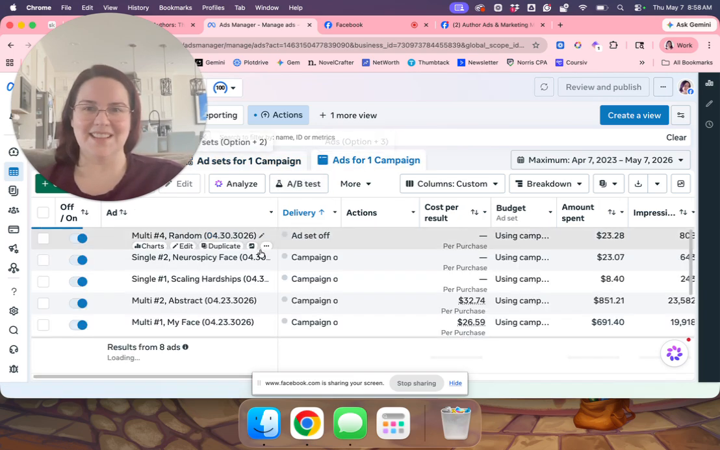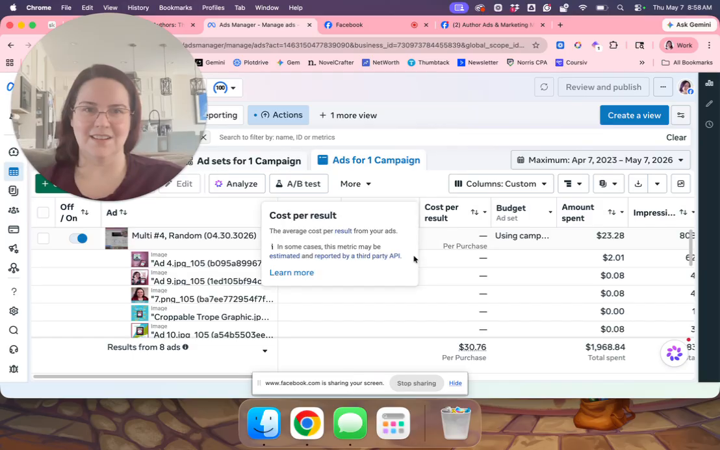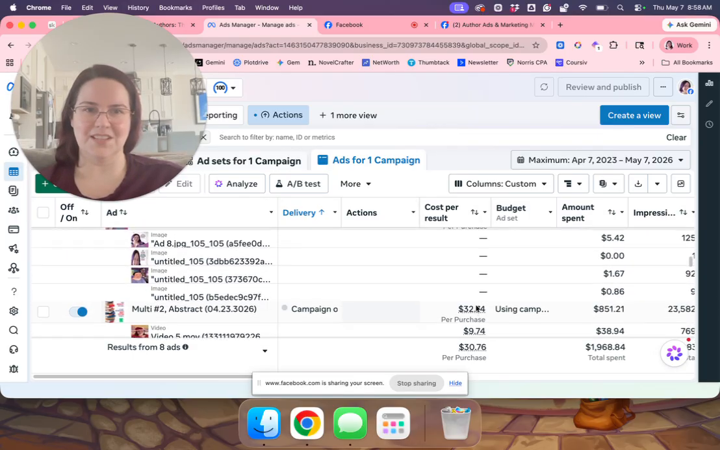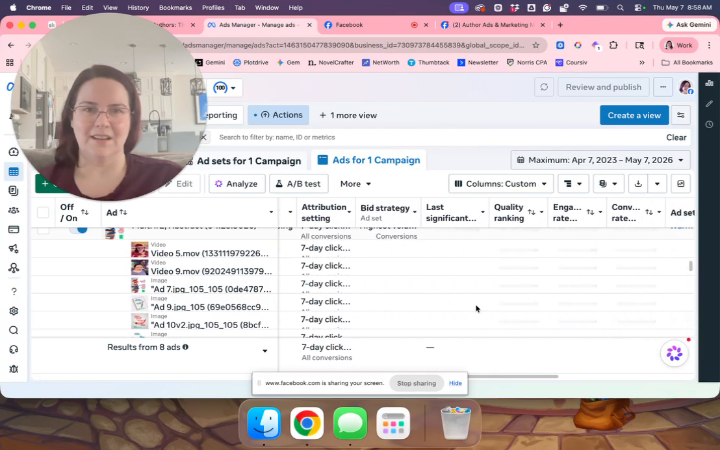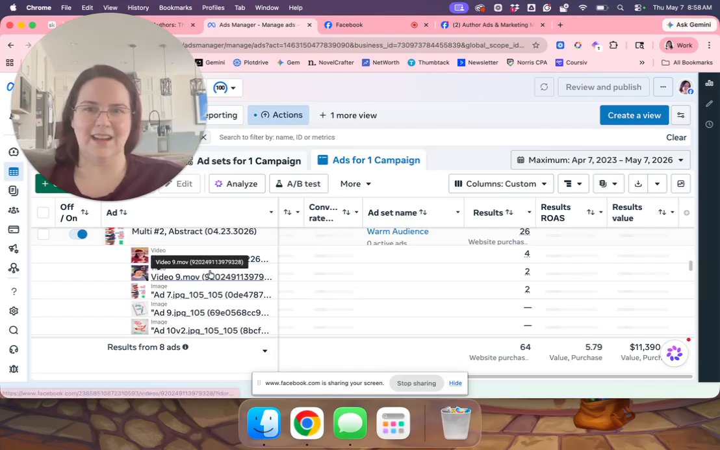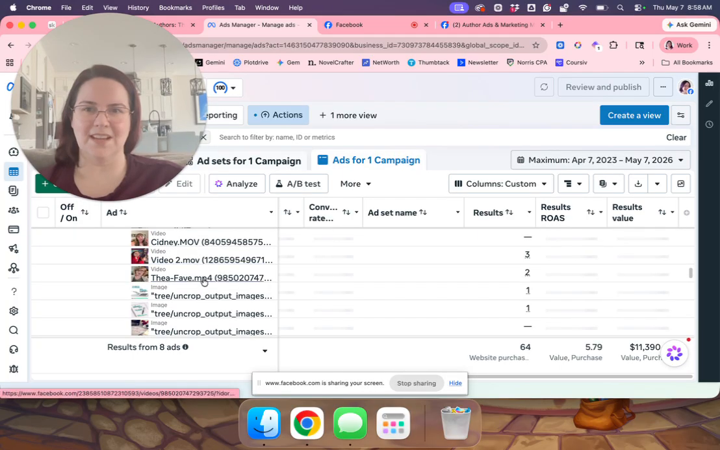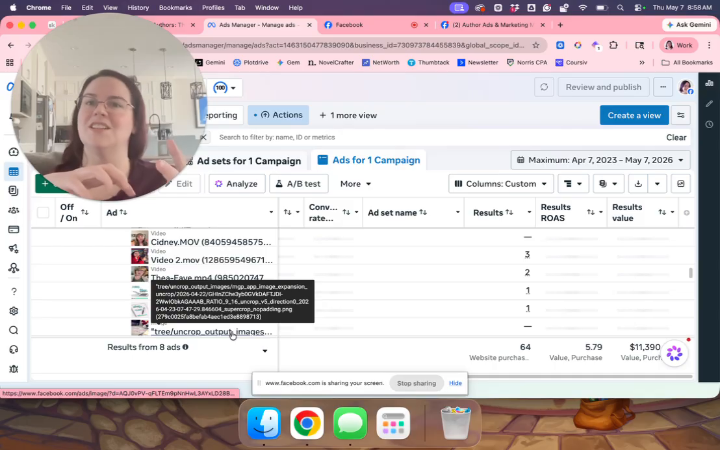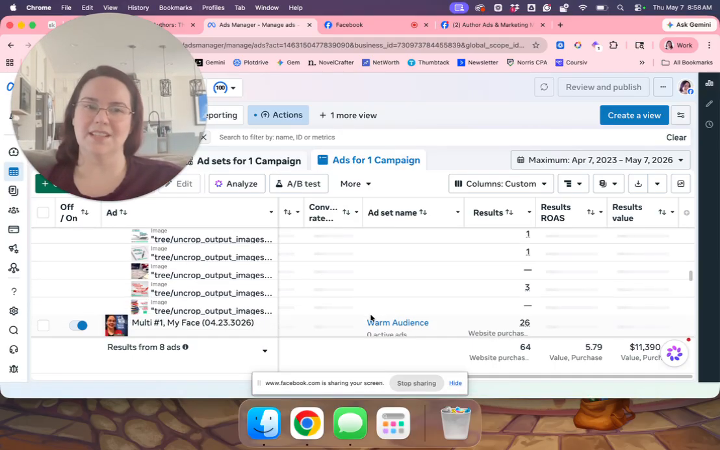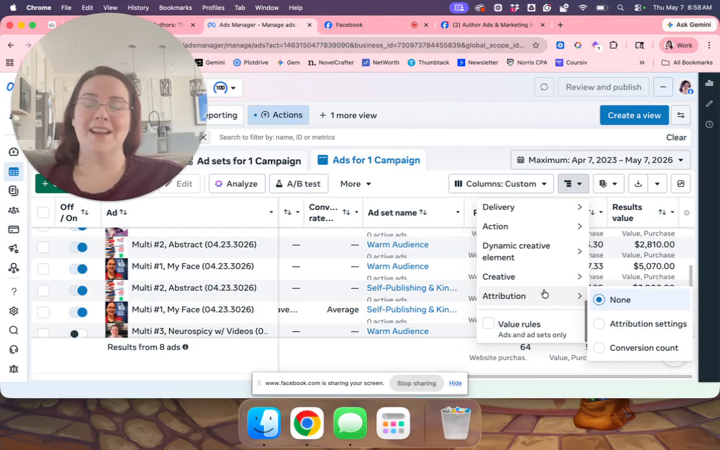But if we take a look here and do the breakdown for which image is converting, here we go. So this video of me in the hat got this result. We're seeing this creative. When I have a lot of images and videos together in a single ad, we're seeing which one is leading to the result. Usually it doesn't work right there, I swear. Right now it is. I'm going to show you another place to find it that's more reliable.